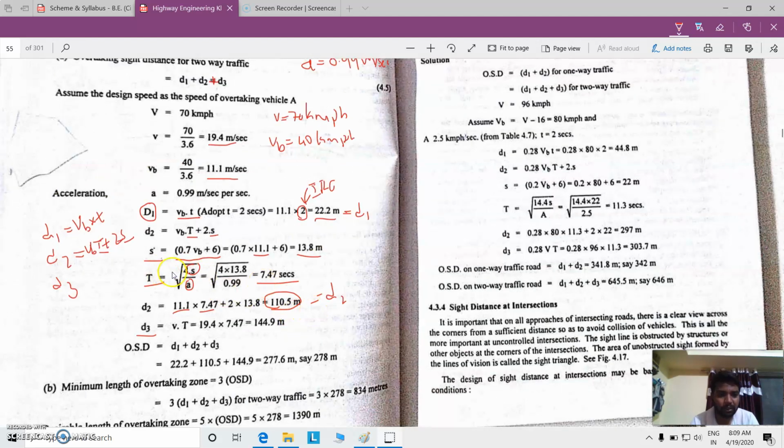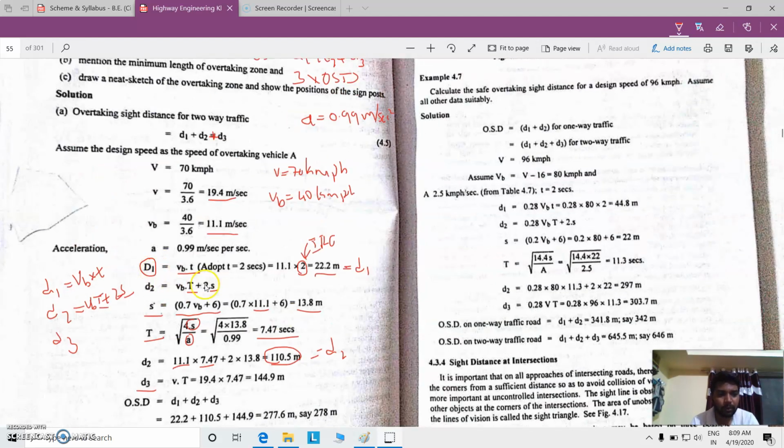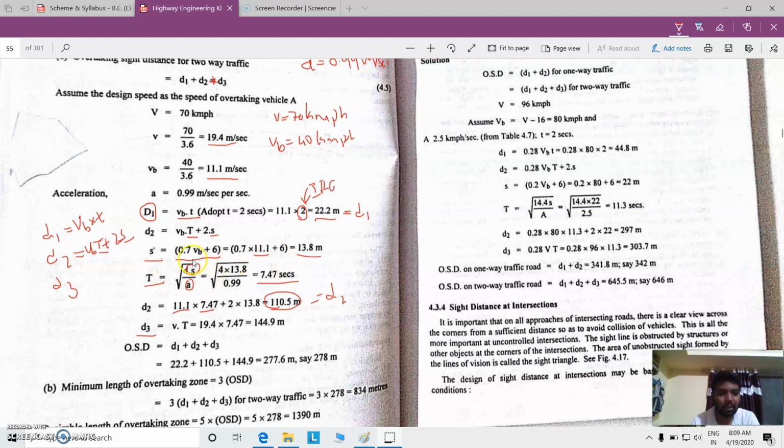In the previous video lecture, the problem was incomplete, and in that lecture we calculated the total distance d2 as 11.1 into 7.47. 11.1 is the VB and 7.47 is the total time t, and 2 times the spacing, that is 13.8, which gives 110.5 meters.